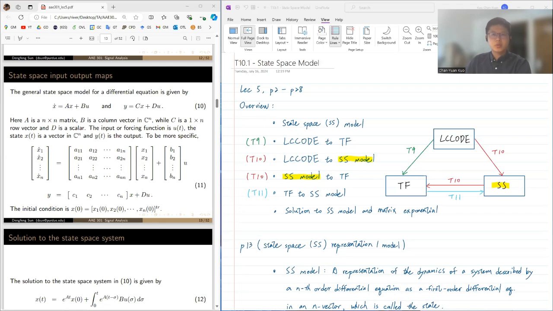In this lecture, we will look at an alternative way to describe a system, which is known as the state space representation or state space model. And as always, let's kick off with an overview of the lecture.